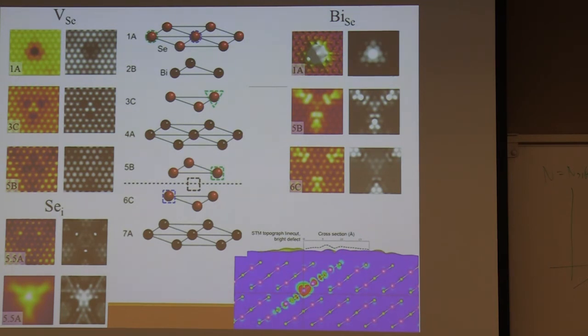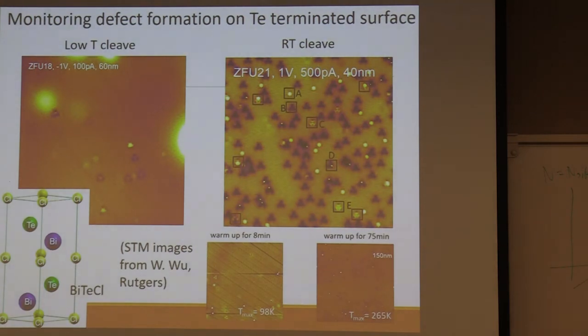It's probably most obvious in the current work we're doing, this manuscript we're finishing up, which is a different material entirely. It's bismuth tellurium chloride, another layered material. This is also from Wida, and it's very interesting. He does a low temperature cleave, right, and looks at it, and there are essentially no defects. Very few defects. If he cleaves it at room temperature, then you get a bunch of defects.